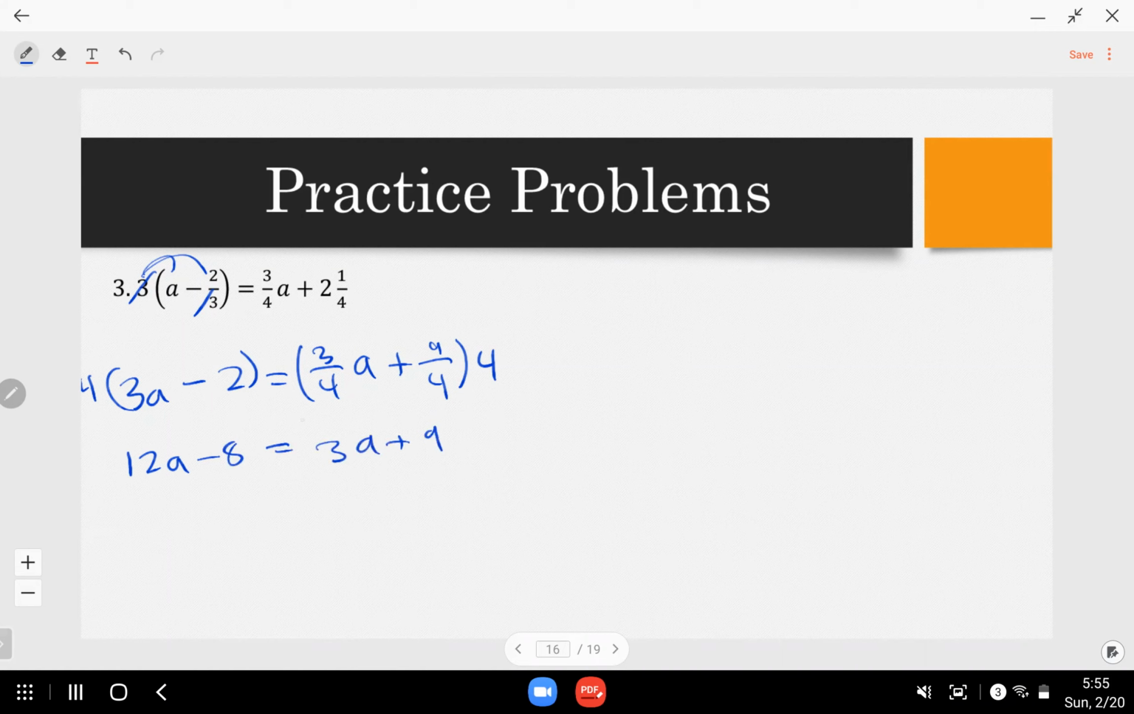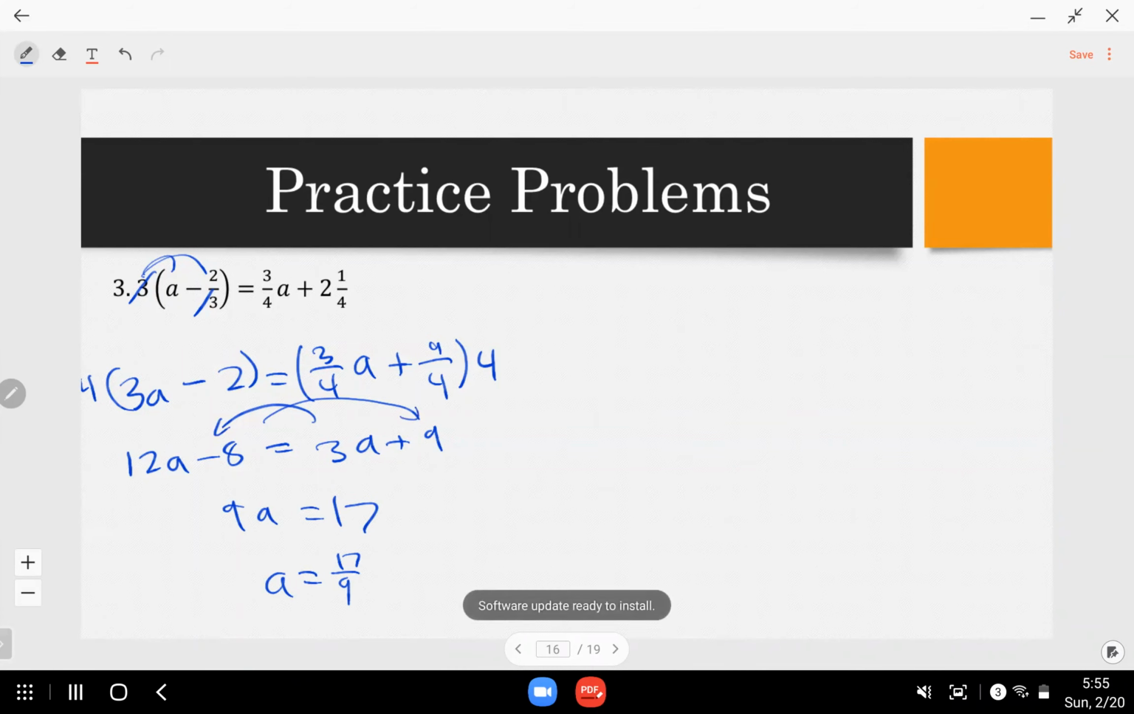What do you do? Add 8. We move, 9a is equal to 17a. It's equal to 17 over 9. Wait, I think I made a mistake. How did I get 9a? 12a minus 3a, it's 9a. Why did you subtract what?